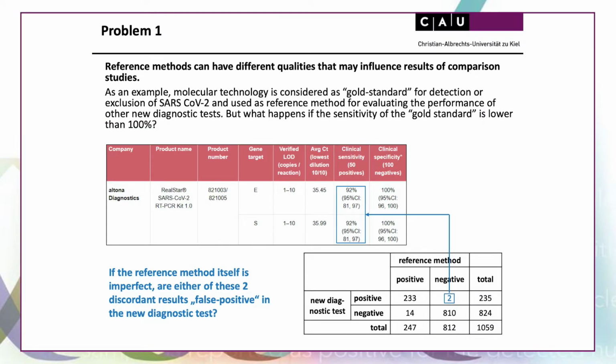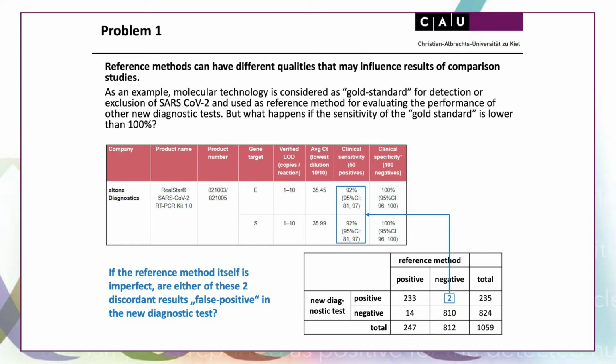Reference methods, however, can have different qualities that may influence results of comparison studies. As an example, molecular technology is considered as gold standard for detection or exclusion of SARS coronavirus 2 and used as reference method for evaluating the performance of other new diagnostic tests. But what happens if the sensitivity of the gold standard is lower than 100%?